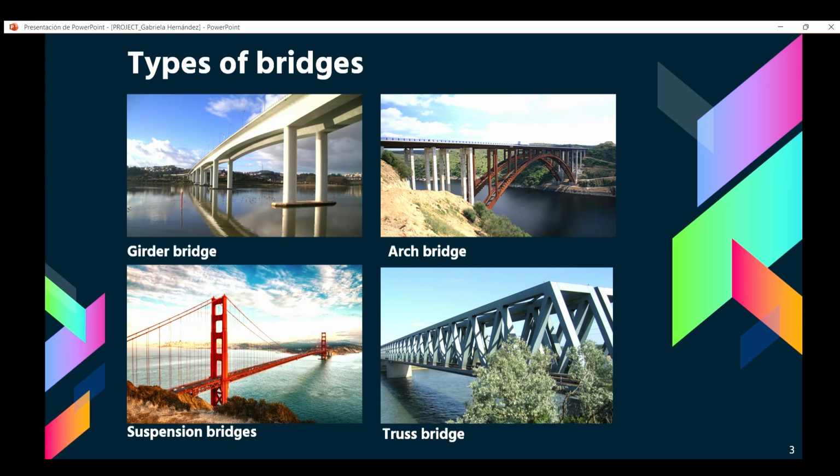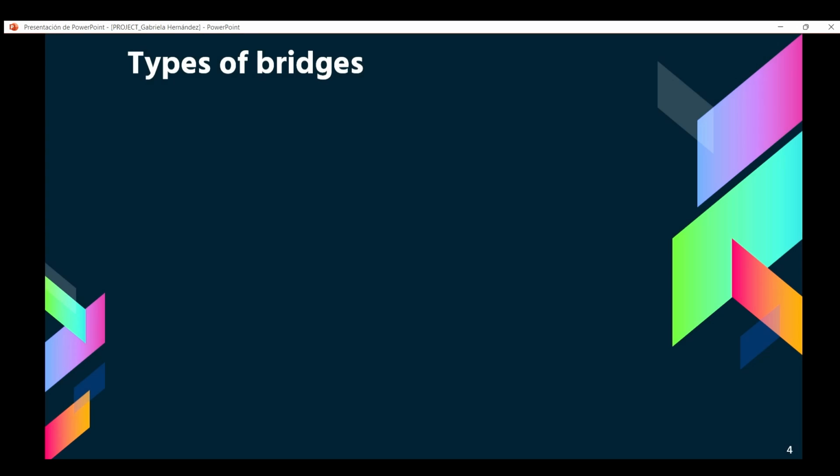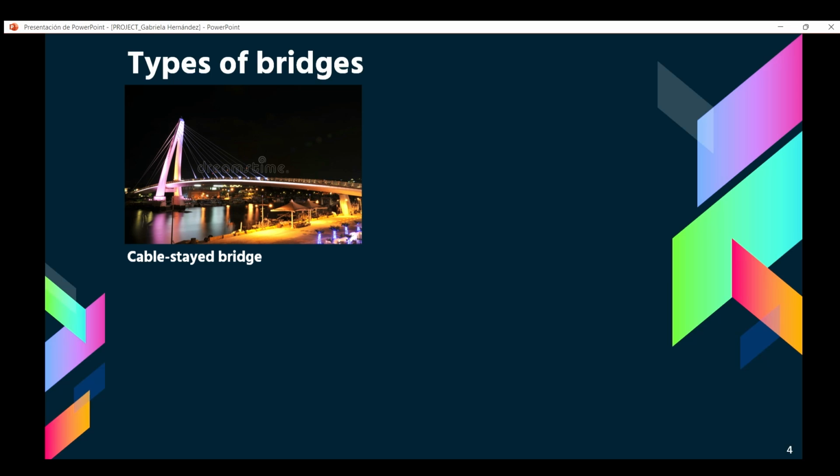Truss bridge consists of a set of triangles. Truss bridges are commonly fabricated from a series of straight steel bars. Cable-stayed bridge. Its deck is suspended from one or more central pylons by means of troughs.